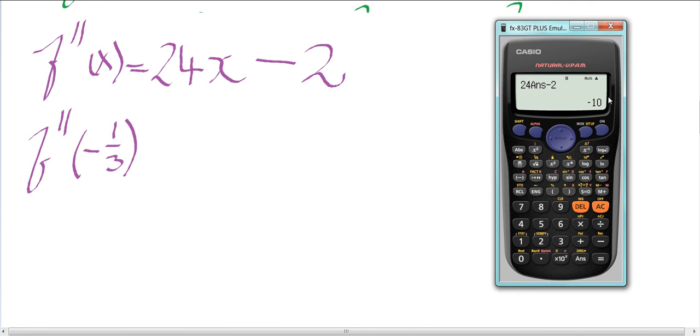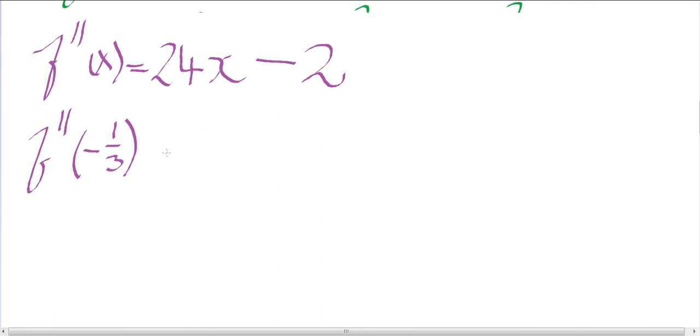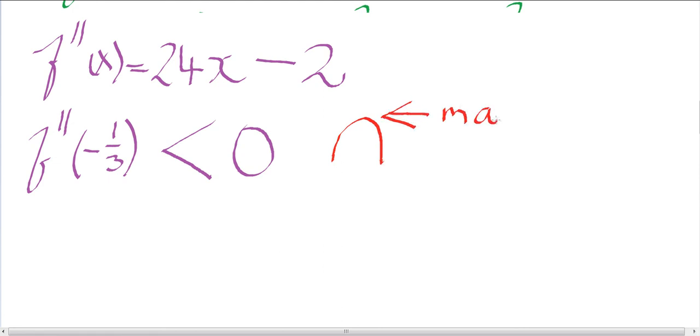I just want to know if it's positive or negative. So don't even bother writing down minus 10, just say it's negative. And what's my saying? Remember I said negative, sad, frown. Draw your little frown, and that must be a maximum at the top of the frown there. So there is a maximum at minus a third.